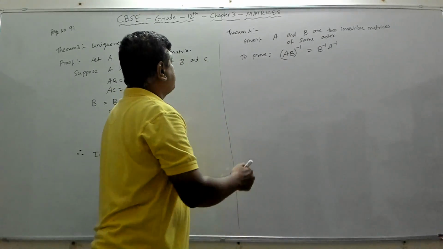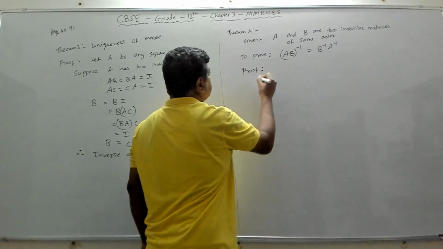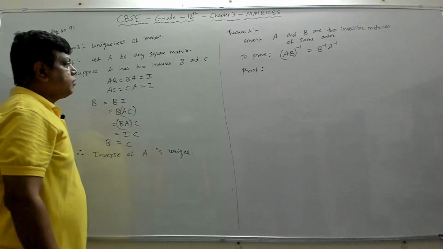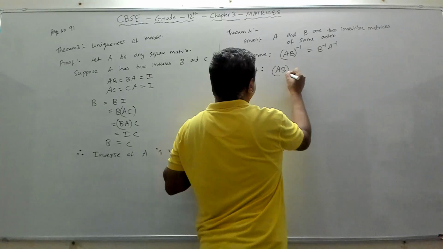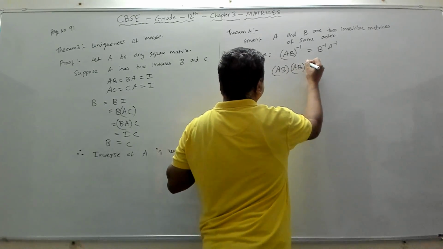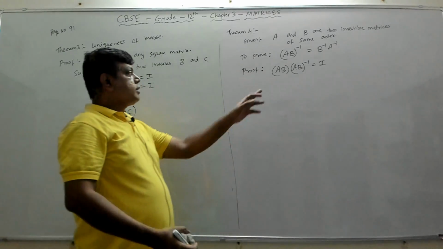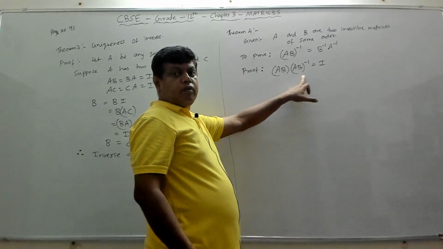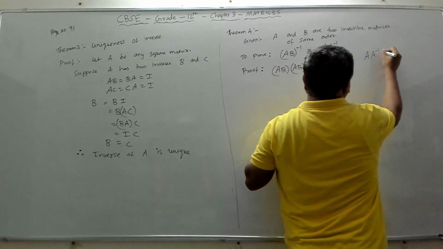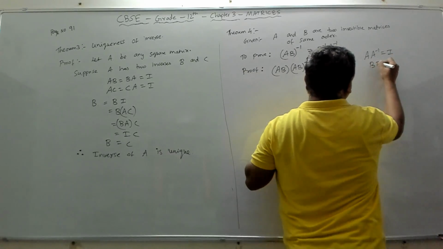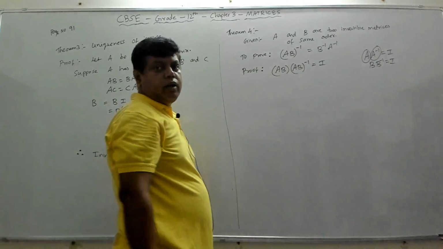Right? So now the proof for this. How do we prove this? Now let's try to find, what is AB into AB whole inverse equal to? It is called the identity matrix. Any matrix that is multiplied with its inverse will give you the identity matrix. A into A inverse is always I, or B into B inverse is also I. A matrix multiplied with its inverse will give you the identity matrix.